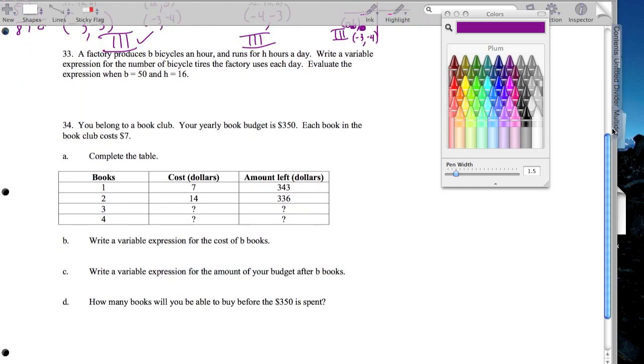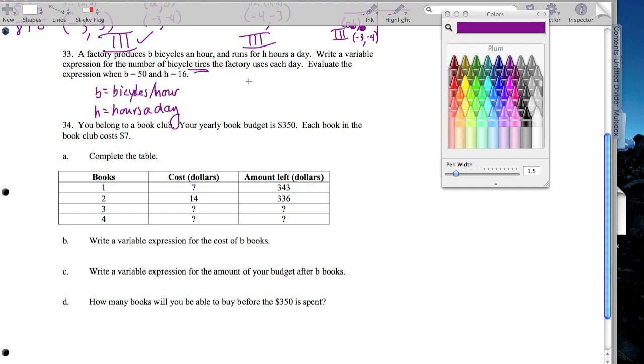2 more problems. A factory produces B bicycles an hour and runs for H hours a day. Write a variable expression for the number of bicycle tires the factory uses each day. Evaluate the expression when B equals 50 and H equals 16. Alright, so B equals bicycles an hour. And H equals hours a day. They want to know how many bicycle tires the factory uses each day.